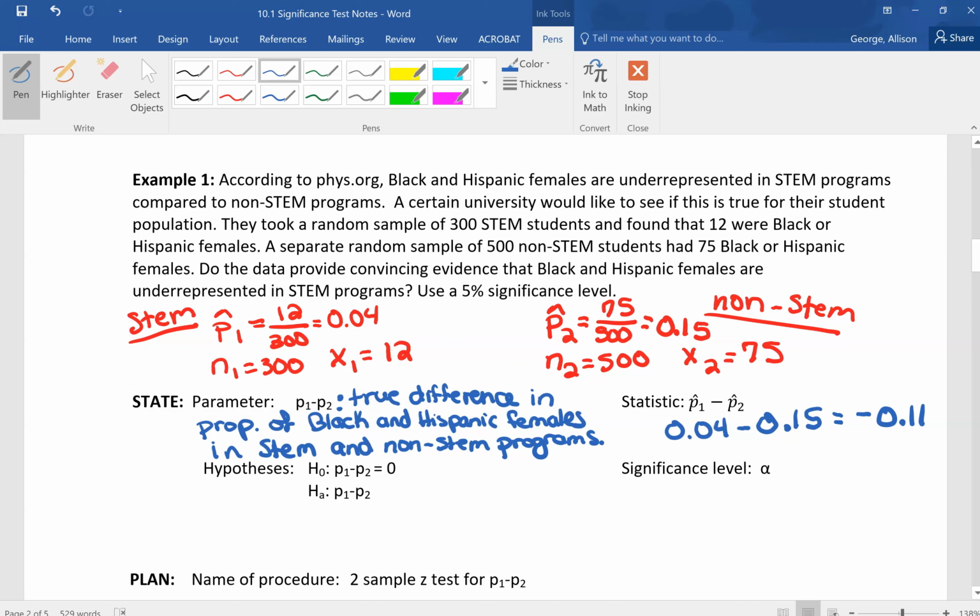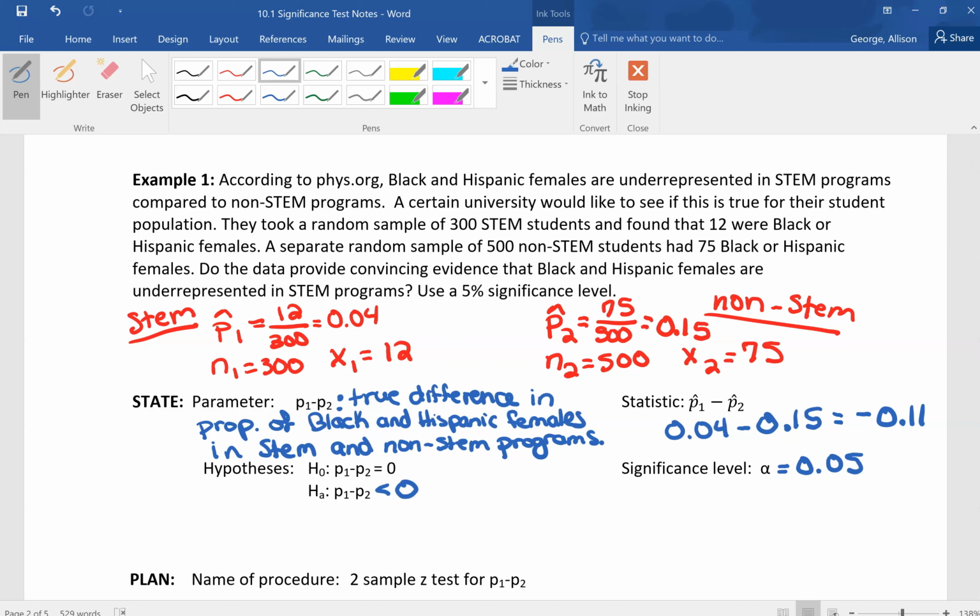Well, that's my P1. So if I do P1 minus P2, and I'm looking for P1 to be smaller than P2, when I subtract, I should get a negative number. If I do a small number minus a bigger number, that's going to give me a negative. So that would be less than 0. And then they tell us to use an alpha of 5%, which is 0.05. So that's what we're going to be testing our p-value against.